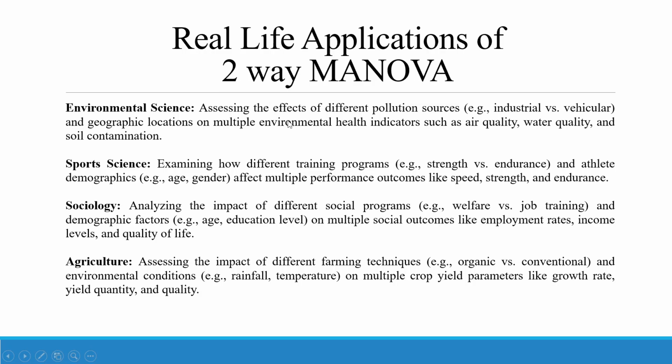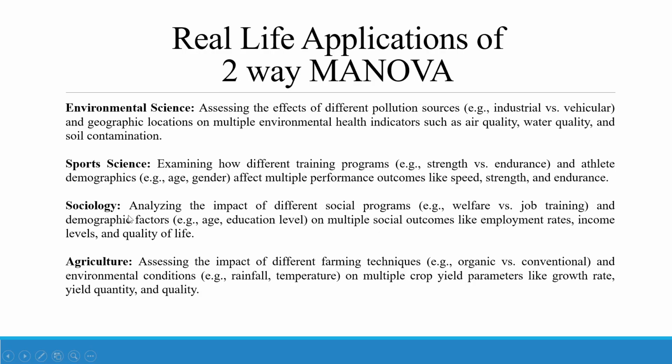Environmental science. Assessing the effects of different pollution sources, example industrial versus vehicular, and geographical locations on multiple environmental health indicators such as air quality, water quality, and soil contamination. Sport science, examining how different training programs, example strength versus endurance, and athlete demographics, example age, gender, affect multiple performance outcomes like speed, strength, and endurance.